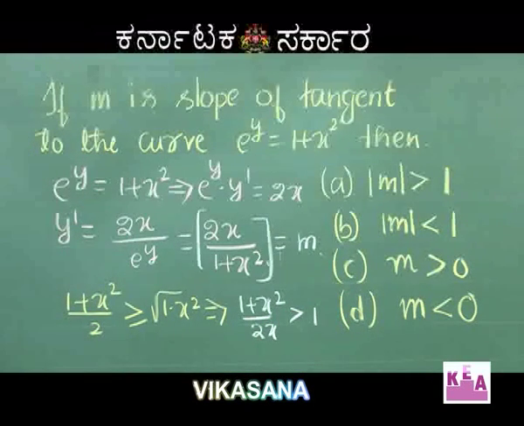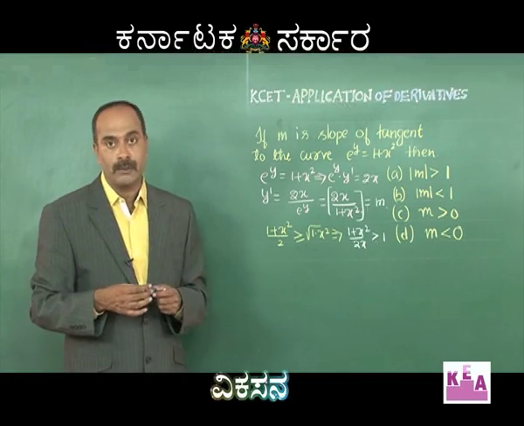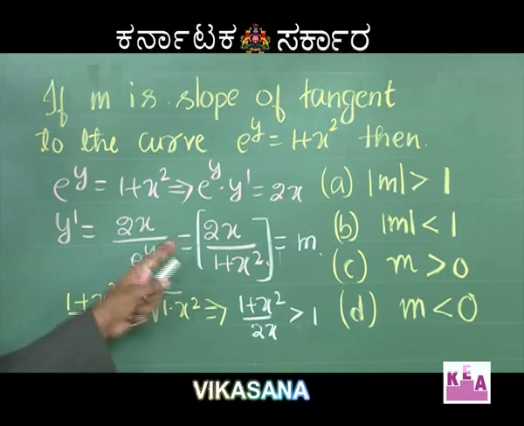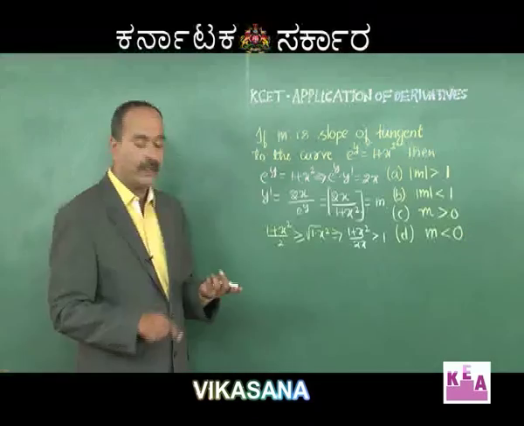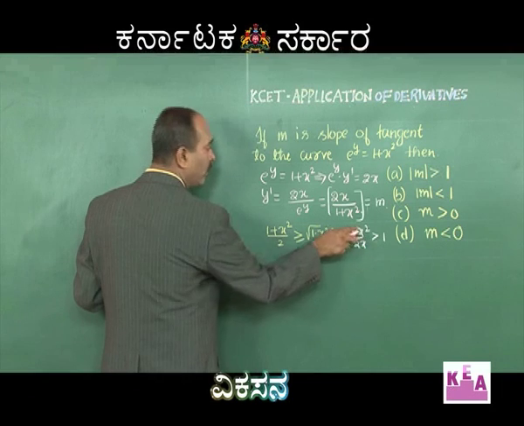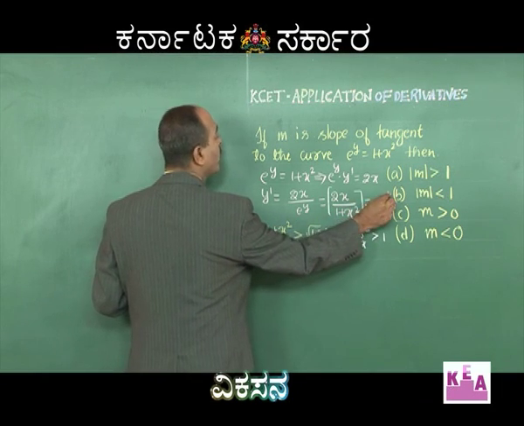Do you agree with me? If 1 plus x square divided by 2x is greater than 1, then what is 2x by 1 plus x square? 2x divided by 1 plus x square is less than 1. Do you agree with me? Right? So mod of this is definitely less than 1. So this is greater than 1, therefore mod m is less than 1. Do you agree with me?